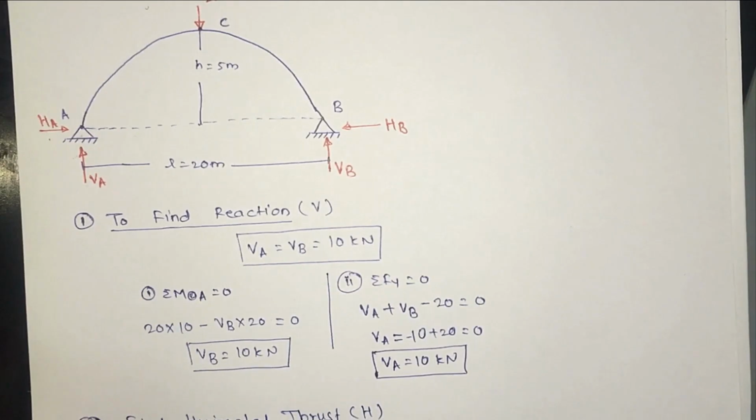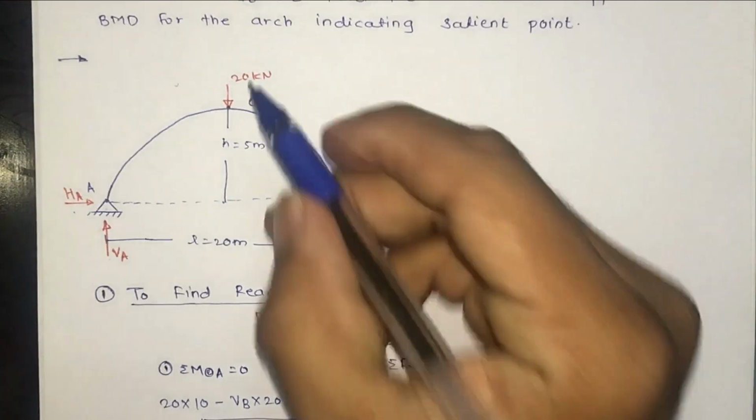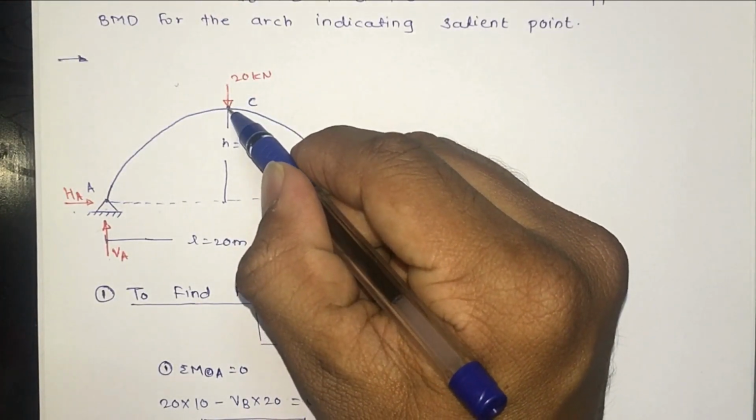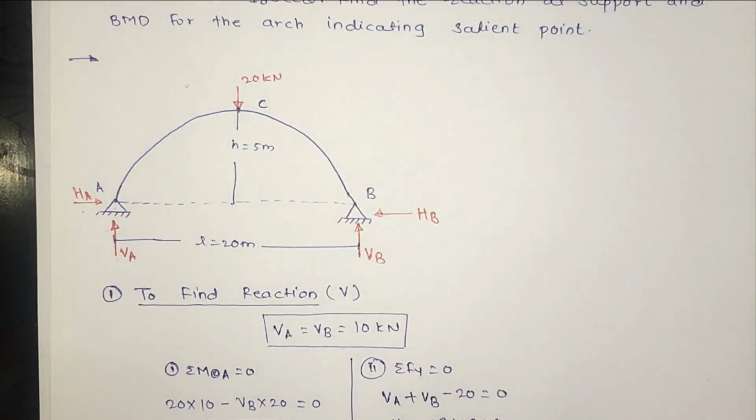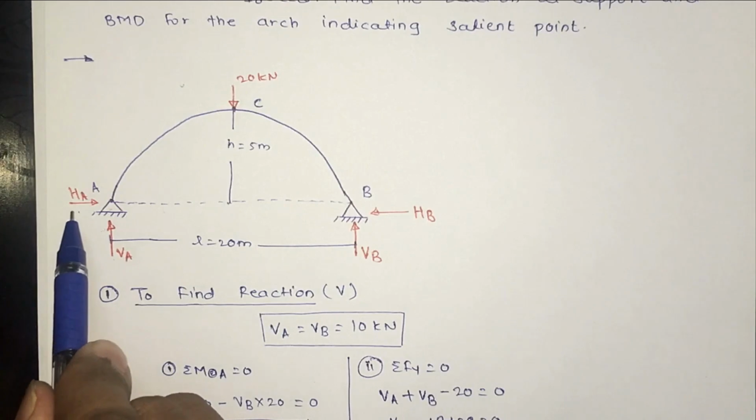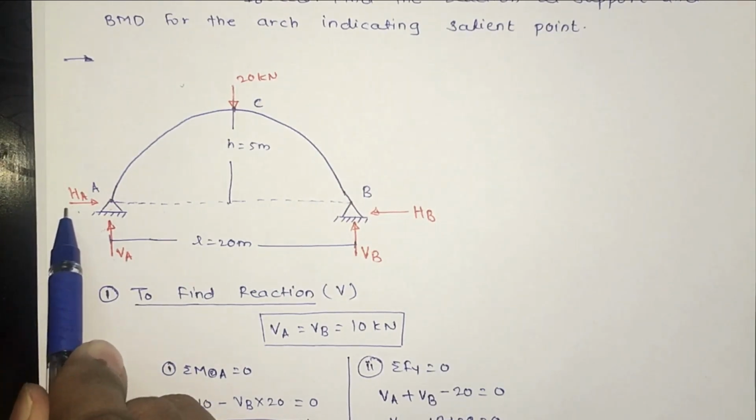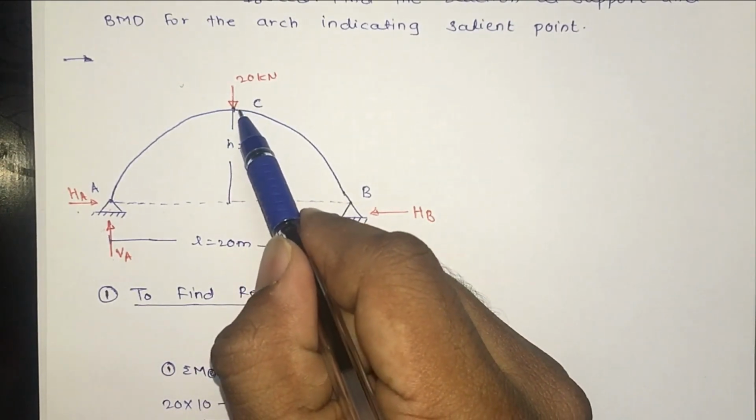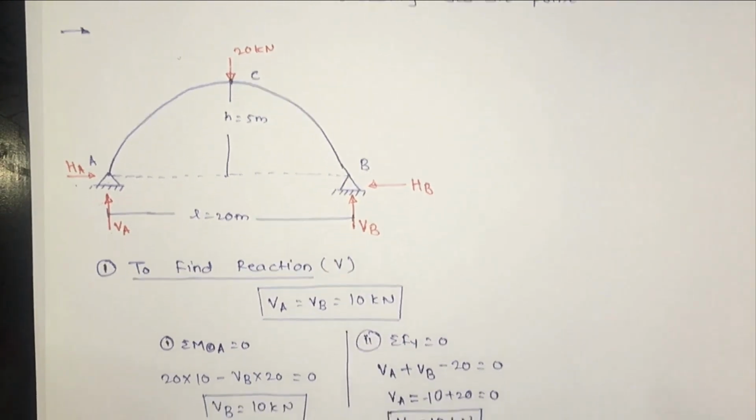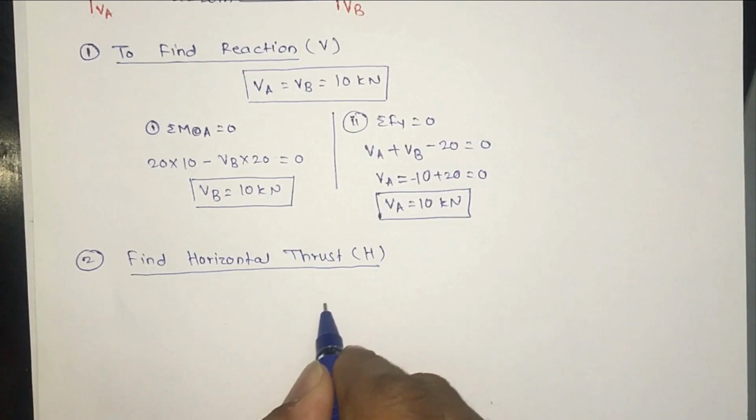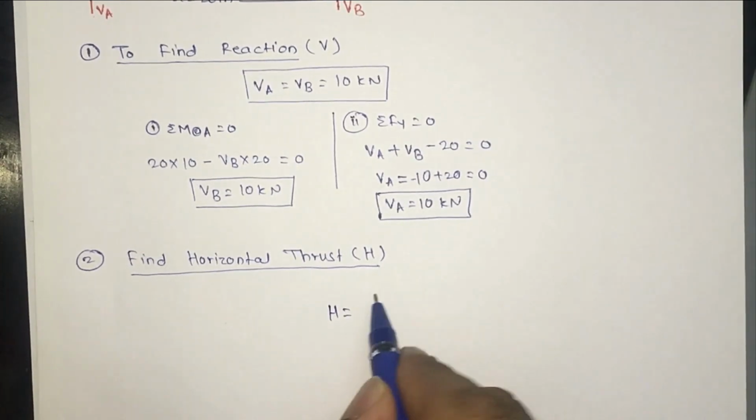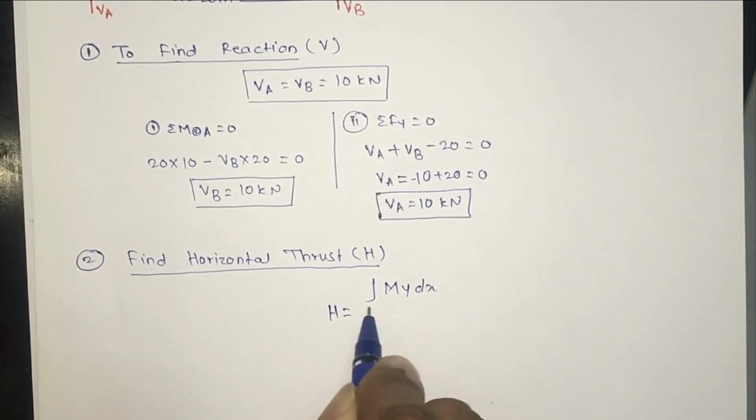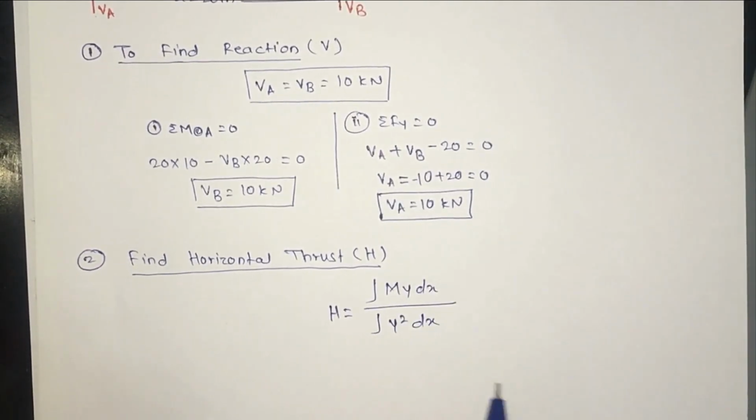Since this is a two hinge parabolic arch, we cannot use moment at crown is equal to 0 like in three hinge arches. If you remember, in three hinge arches, if we want to find horizontal thrust, we take the moment at point C is equal to 0. But this is not a three hinge arch, this is a two hinge arch, so we cannot use this equation. To find the horizontal thrust, we take the formula H is equal to integration of My dx divided by integration of y square dx. This formula we already saw in the last video.